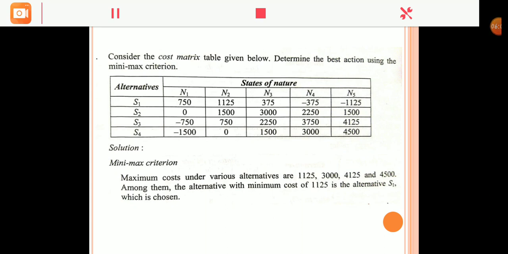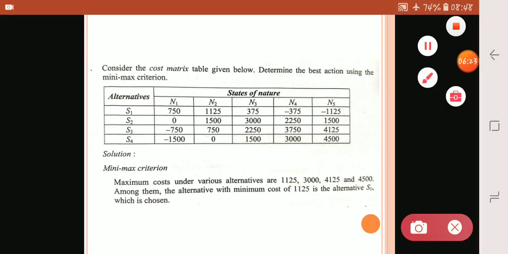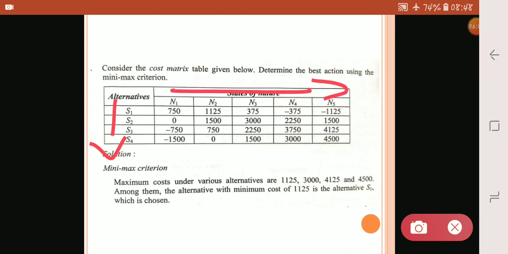Now let's consider the next question that is related with the minimax criterion. Consider the cost matrix table given below. Determine the best action using minimax criterion. That's what the question is. Here we have 4 alternatives and 5 events.